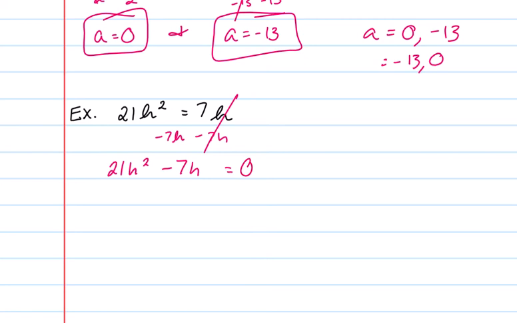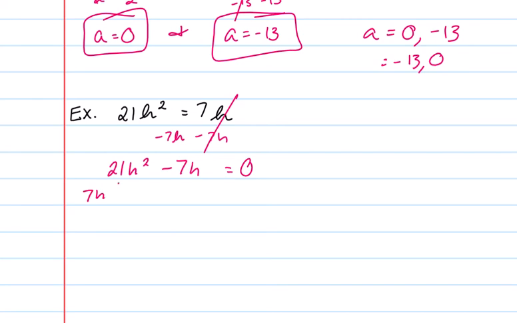They are not like terms. One is an h squared, one is an h. It's different. Alright, so now we need to find the common monomial that we can factor out of both of them. What do both of these terms have in common? And that is a 7h.